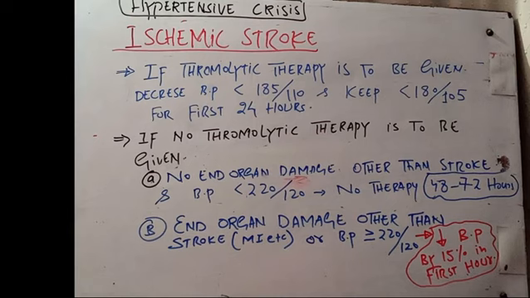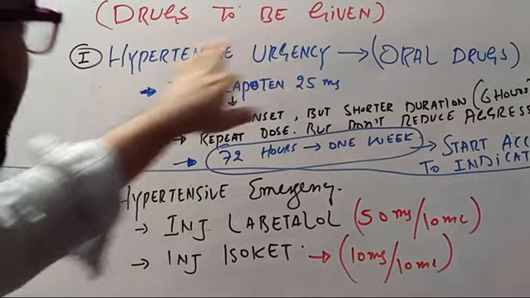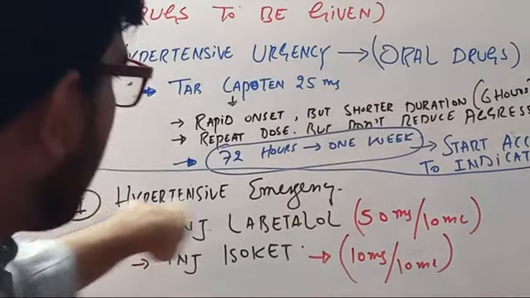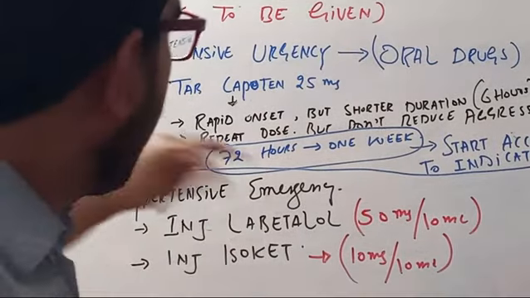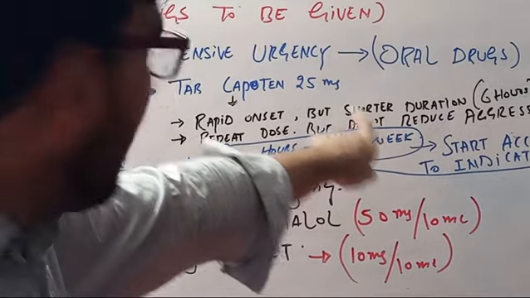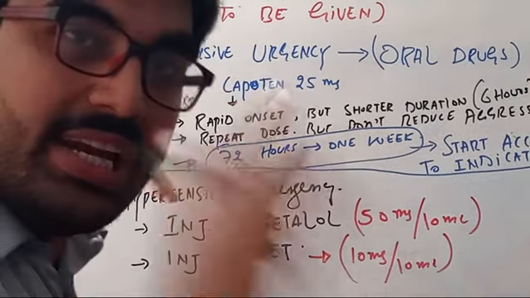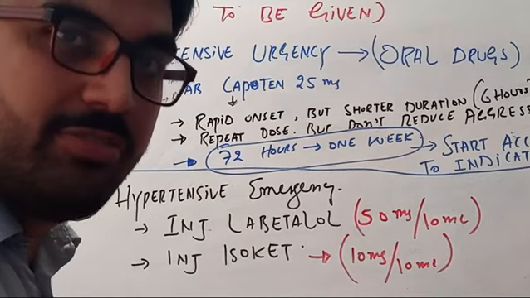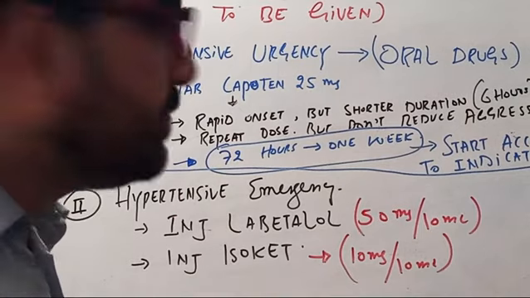Now, what are you supposed to give to the patient to decrease the blood pressure? This is very important. Which drugs to be given? In case of hypertensive urgency, oral drugs. In case of hypertensive emergency, we give injectables. The duration is 72 hours to 1 week. In hypertensive urgency, you are not supposed to reduce the blood pressure aggressively because that has more side effects. The risks outweigh the benefits.